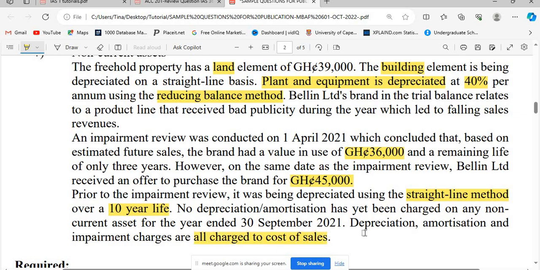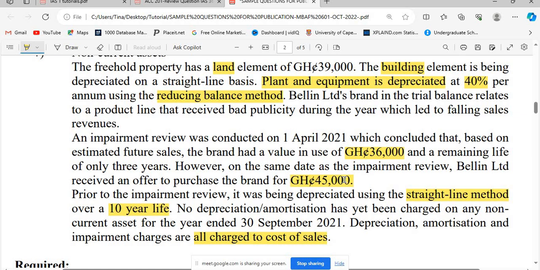You're welcome. With the little we have done in IAS 36 and 38, even though we'll do it subsequently, let's borrow that and tackle this question. First and foremost, brand is an intangible asset, and at regular intervals we test for impairment. We were told the value in use is 36,000, and the fair value of the asset is 45,000. This information will help us identify our recoverable value.